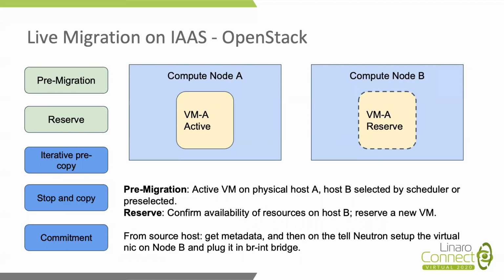One thing we need to consider is keeping the network info, because we want VM A hosted at node A to be migrated to VM A hosted at node B. So the network info is the same. It needs to keep the same NIC, MAC address, and IP. From the source host, we get the metadata, and then on the destination node, it will set up a virtual machine NIC on node B and plug it into the br-int bridge. We know that br-int is an internal OVS bridge, and after reserve, we will have a new VM hosted on node B.